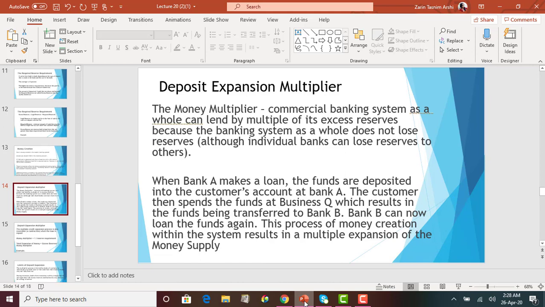And this process is known as the money multiplier. Because we are seeing the same money is used again and again to expand the supply of money, and there is the multiplication process. That's why it's called the money multiplier. So basically, the commercial banking system as a whole can lend by a multiple of its excess reserve, because the banking system as a whole does not lose reserves, right? Because they are lending this money multiple times. The same money is being lent to different people multiple times. So that's why it's called the money multiplier. And I just did an example for you to understand.